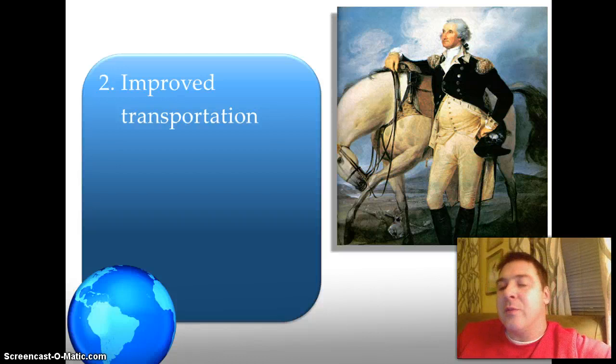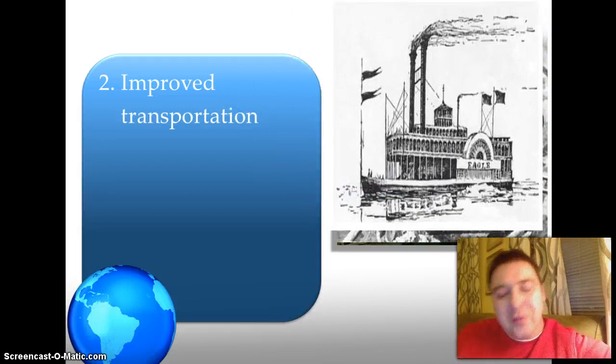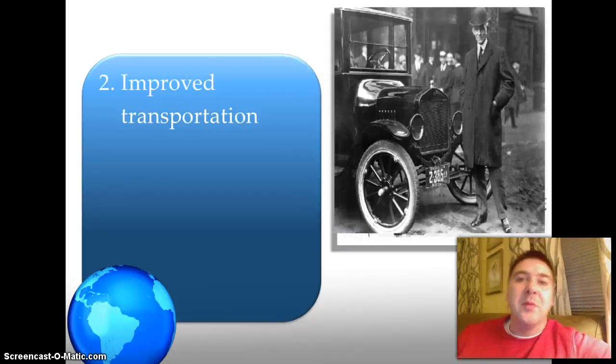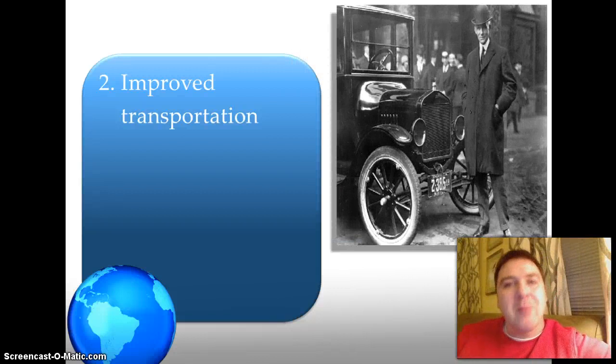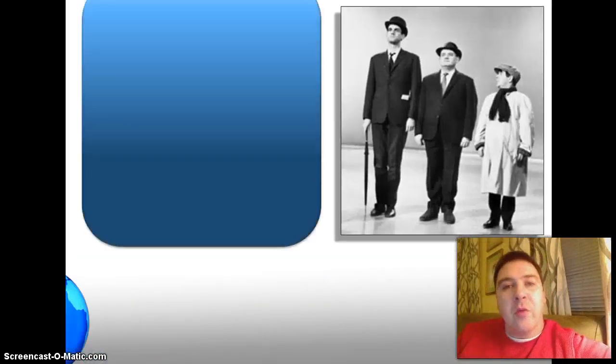We also see improved transportation. Go back to somebody like George Washington. He had a choice for transportation of walking or riding on his horse, and that was pretty much the choice throughout most of history. Now we're going to see steam trains, steamboats, eventually automobiles, later on airplanes, and all sorts of things. So transportation is going to greatly improve.